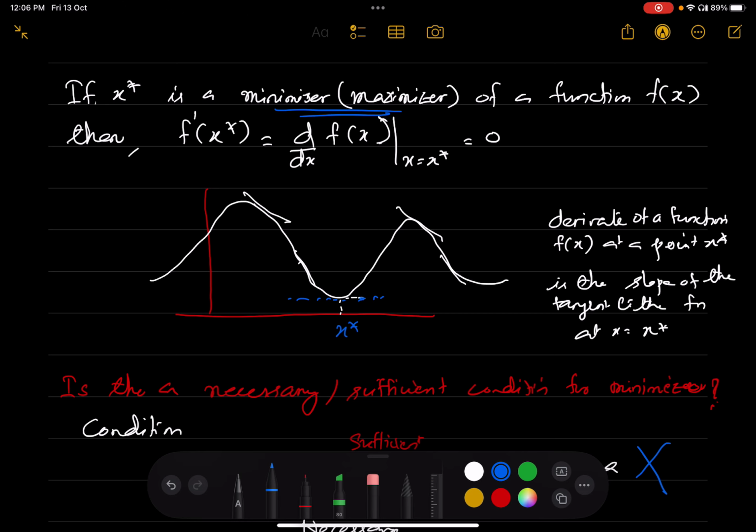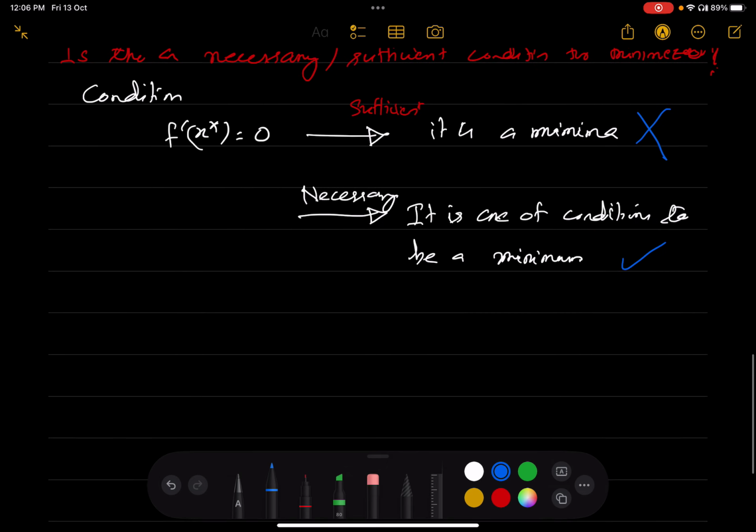So just by saying that the slope of the tangent at a particular point is 0, or the derivative of the function at that point is 0, doesn't imply that it's a minima. But how does a necessary condition work? If we take the contrapositive of that statement, here we say minima implies derivative is equal to 0. So that is a necessary condition.